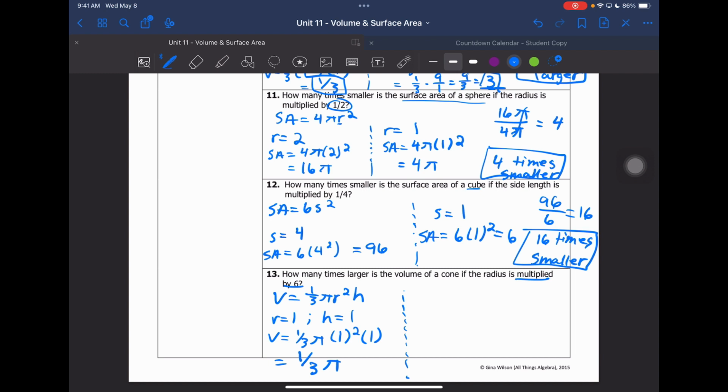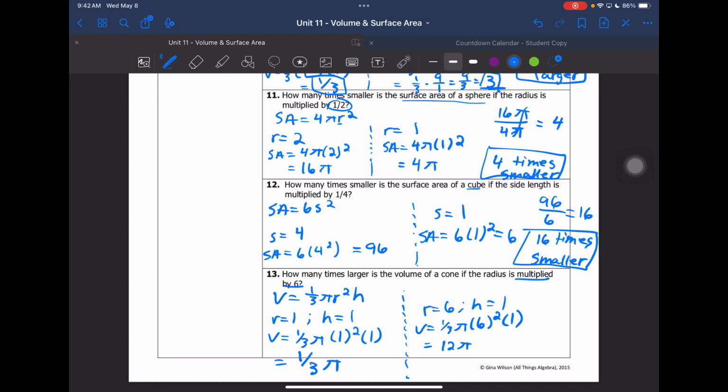And then what if we multiply the radius by 6? The new radius would be 6, and the height would stay the same. So we would do 1/3 times pi times 6 squared times 1. So 6 squared is 36, and if you take 36 times 1/3, that's kind of like doing 36 divided by 3. 36 divided by 3 is 12, so you have 12 pi times 1, which is just 12 pi.